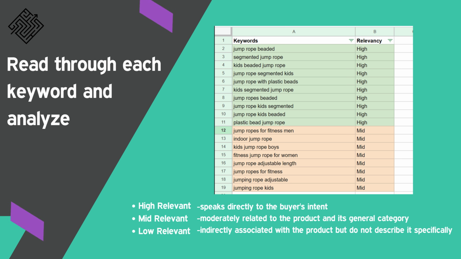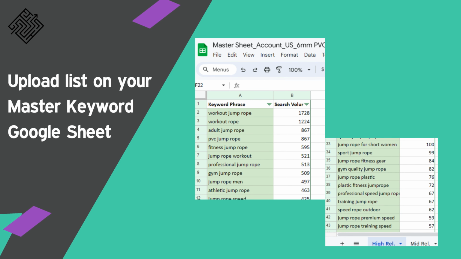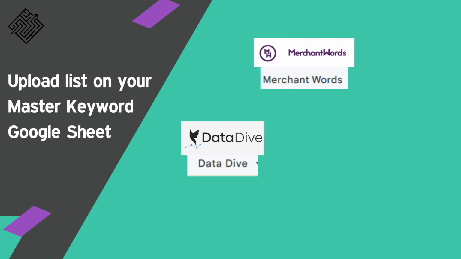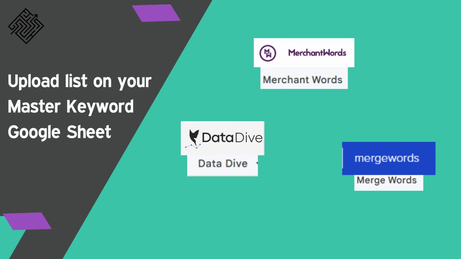We do this because we want to use different bidding strategies for each relevancy level. High relevance would always be a higher and more aggressive bid. Now that you have your list, you can use it as is or take it to the next level and paste it into your master keyword Google Sheet, where we will combine and deduplicate all data from all the different keyword research tools and lists to create a full and comprehensive list.